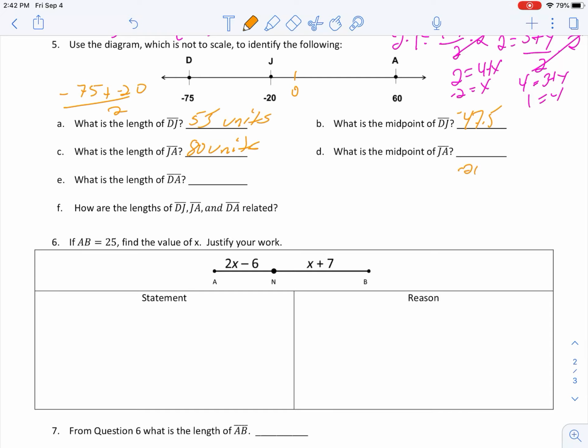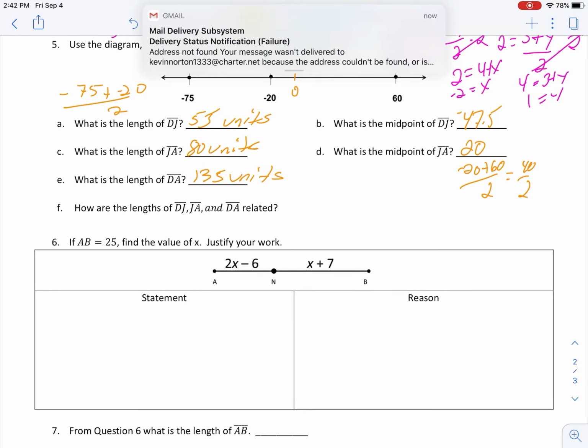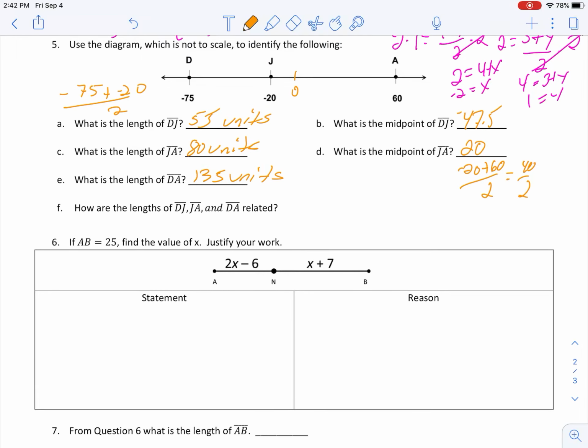Now the midpoint, add them up, divide by 2. And the midpoint is at a location of 20 on the number line. The length of DA, from D to A, negative 75 to 60. That is a difference of 135 units. Okay.